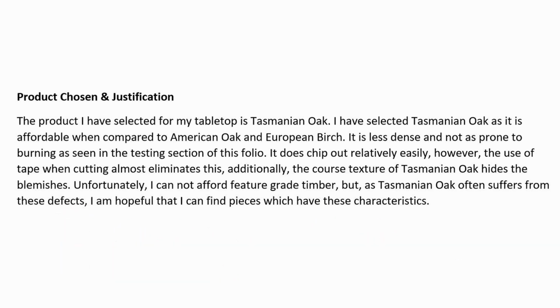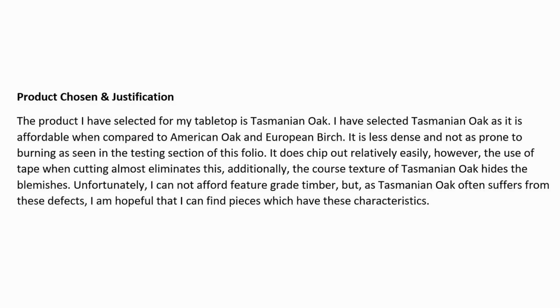You simply state which one you've chosen and why. The product I've selected for my tabletop is Tasmanian oak. The very first sentence is always going to be a statement that's exactly like that. Then it goes on to say, I've selected Tasmanian oak as it is affordable compared to American oak and European birch. It is less dense and not as prone to burning as seen in the testing section of this folio.